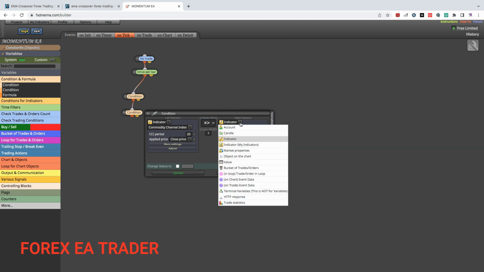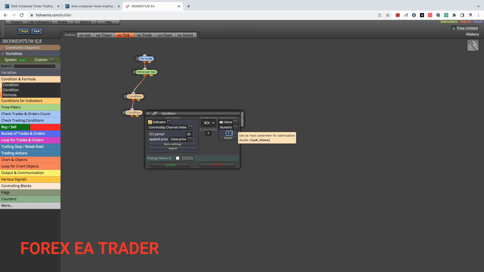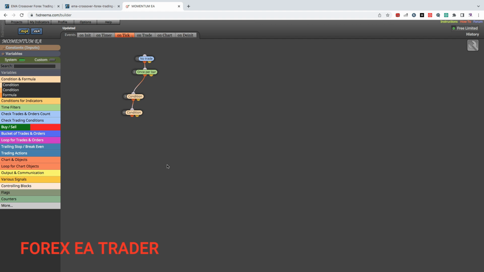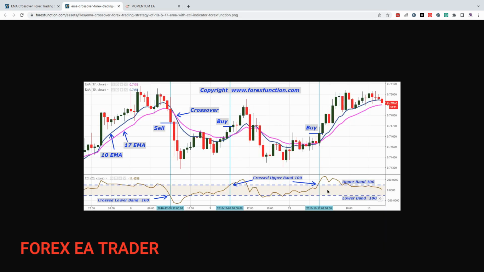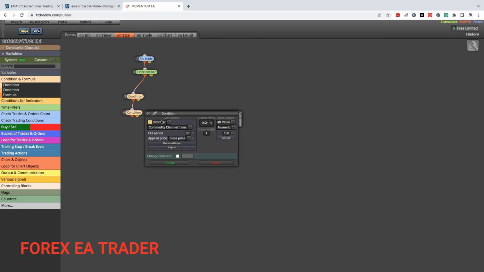So now we are going to choose value. We are going to use value, so value 100, value 100, and we are going to update. That's about that. Let me just confirm. Double click, yes, numeric, yes, that's what I want. Update.